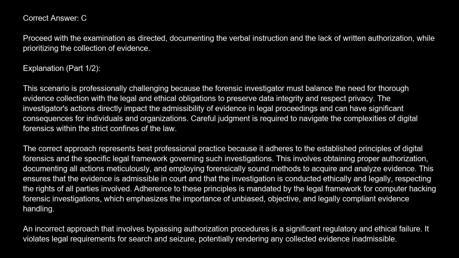This involves obtaining proper authorization, documenting all actions meticulously, and employing forensically sound methods to acquire and analyze evidence. This ensures that the evidence is admissible in court and that the investigation is conducted ethically and legally, respecting the rights of all parties involved. Adherence to these principles is mandated by the legal framework for computer hacking forensic investigations, which emphasizes the importance of unbiased, objective, and legally compliant evidence handling.